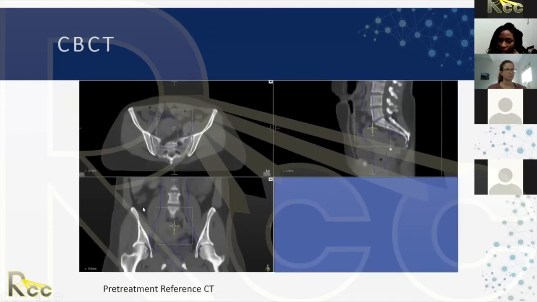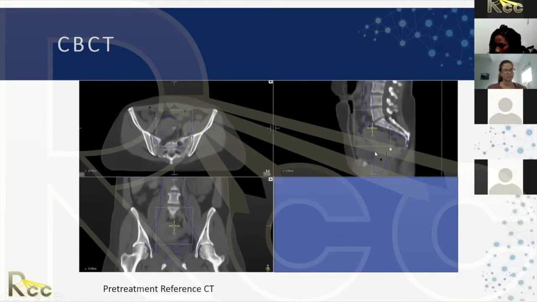So here's an example of our patient where we're treating the pelvic area. So this is a patient who has cervical cancer, and we're treating her cervix, her uterus, some parts of her vagina, and we're also treating an extended field here because of involvement of nodes. So this is the pre-treatment reference CT that's been pushed onto the treatment console. And you can see internal anatomy on the CT very well, right?